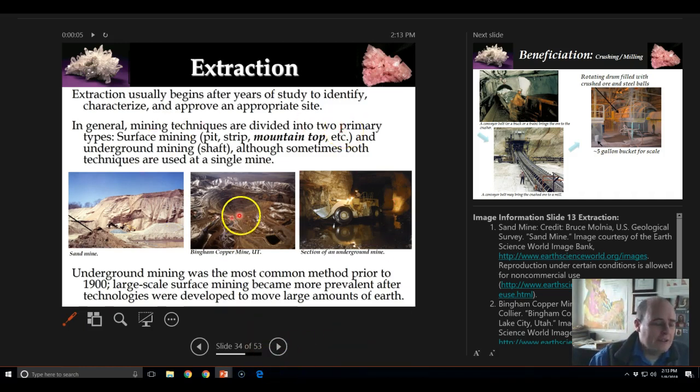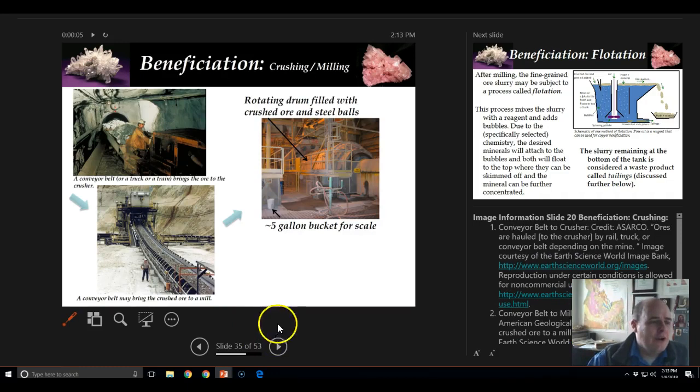Okay. All this can be very dangerous. Mining is one of the most dangerous businesses, by the way, in the nation. Beneficiation is really crushing the material or making it smaller so that we can extract the material out of it.